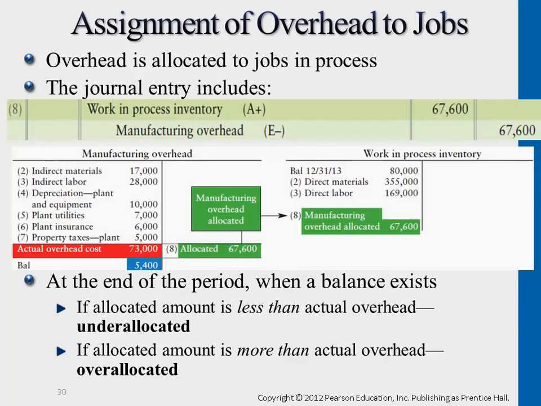Okay, so work in process is an asset account. It represents all the assets, the costs of the production line that are not yet finished goods in the middle of the process. We're allocating them to the jobs, yes.